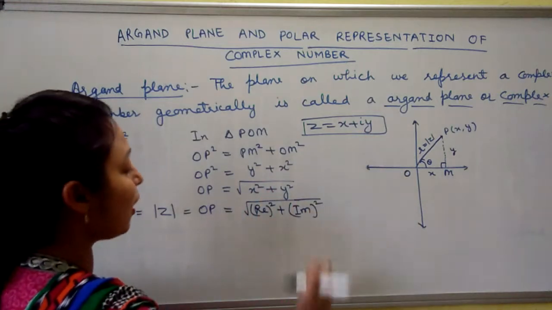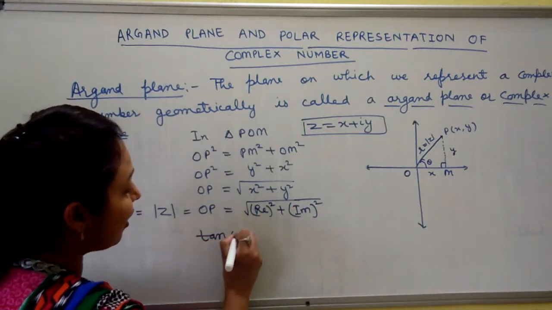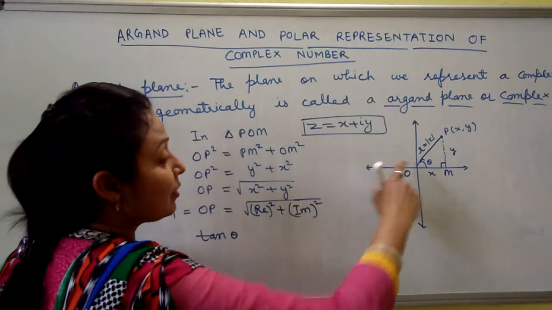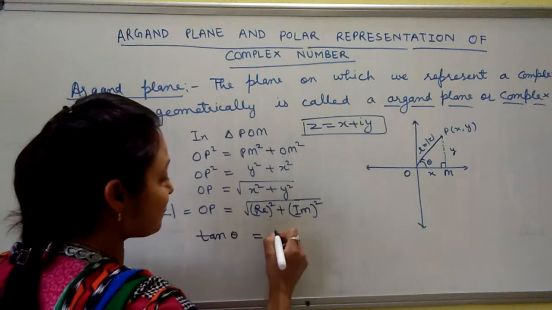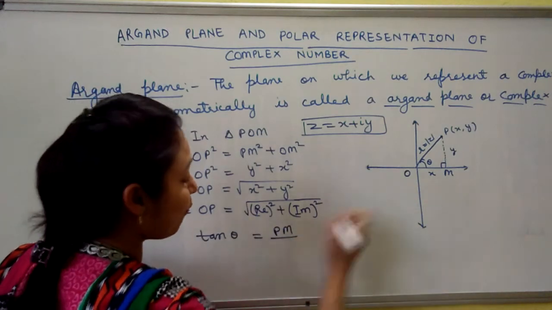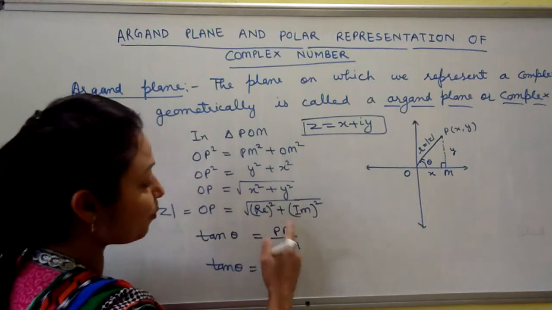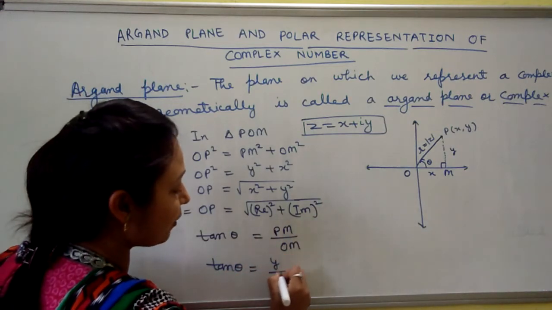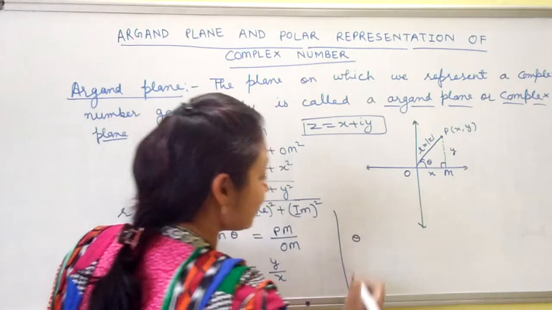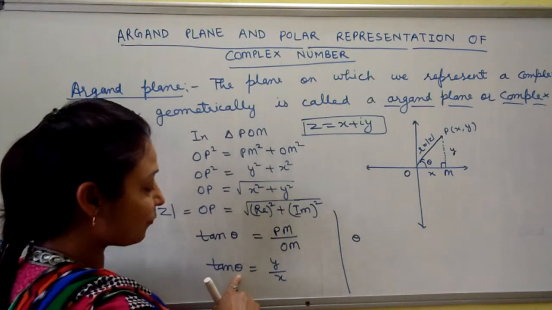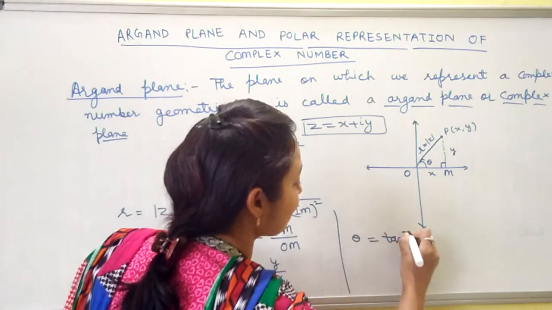Now come to theta. How can we find theta? Tan theta is equal to perpendicular upon base, PM upon OM. Tan theta is equal to y upon x. Now we have to check the value of theta in this place. That is, we have to find tan inverse.